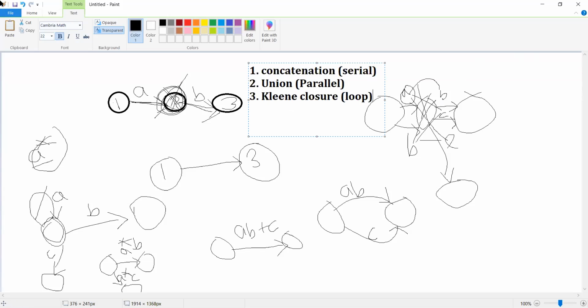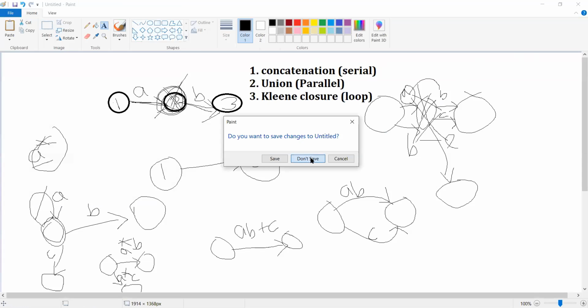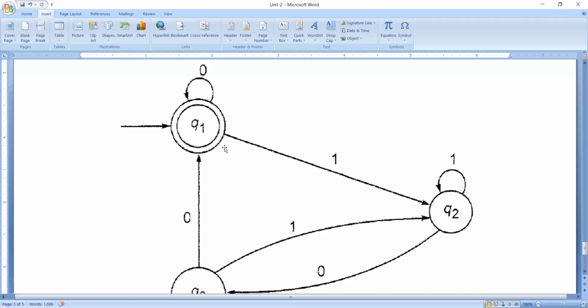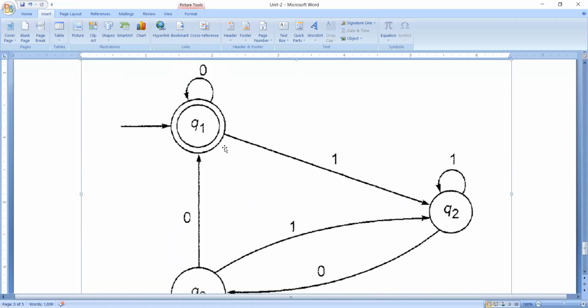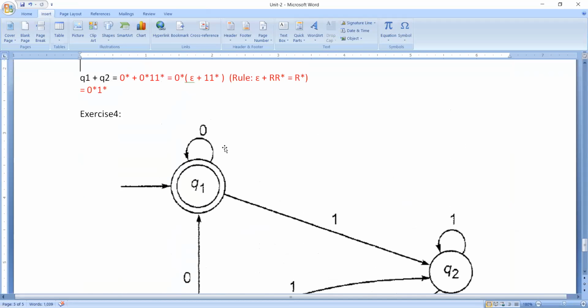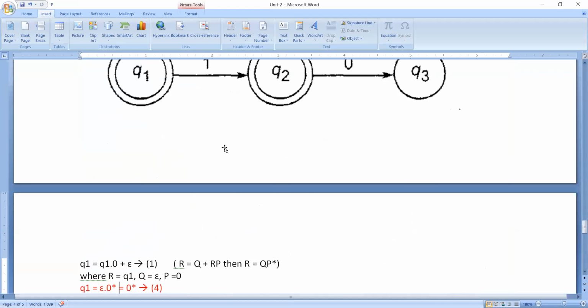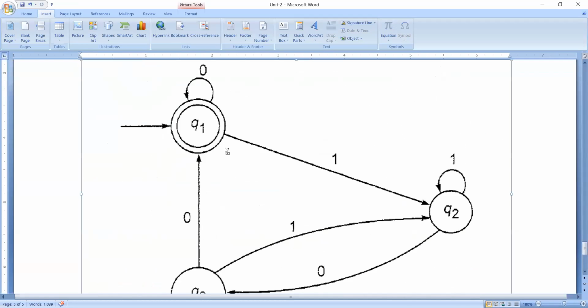Now let's take one small example and try to do the state elimination. Let's go back to our exercise and have a look at this. Already this one is finished. This is much bigger. It's looking bigger. Okay, let's go for this exercise. We'll do it.